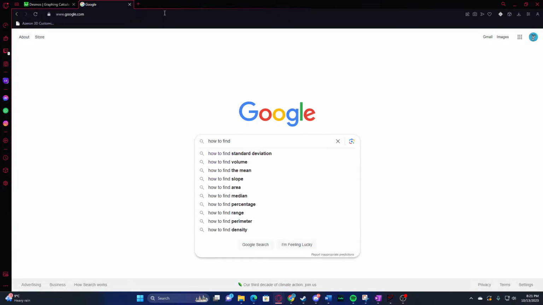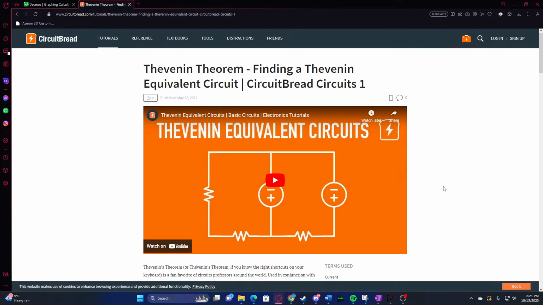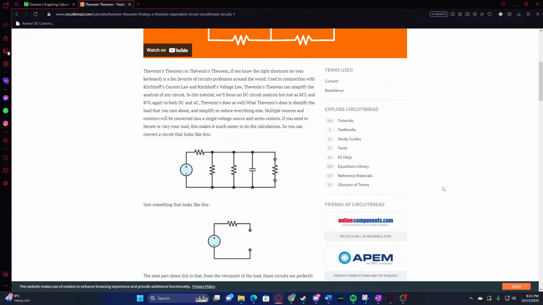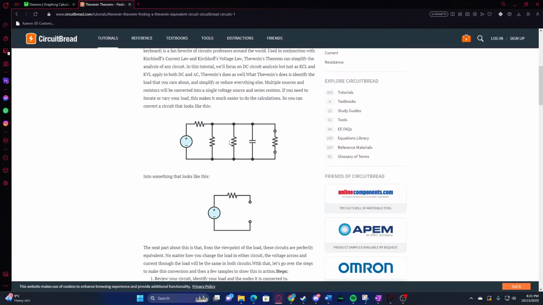How to find Thevenin voltage. Thevenin theorem. Circuit bread's always, I think, pretty good. Let's look. So, yep, we end up with Thevenin. We start with maybe some circuit kind of like this, and we want to simplify it down to something that looks like that.